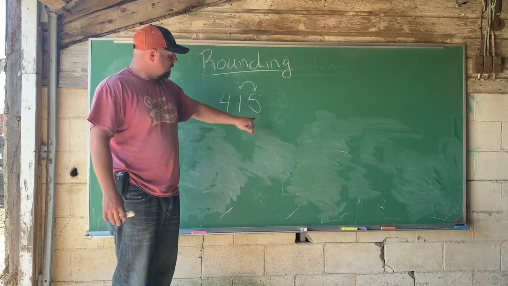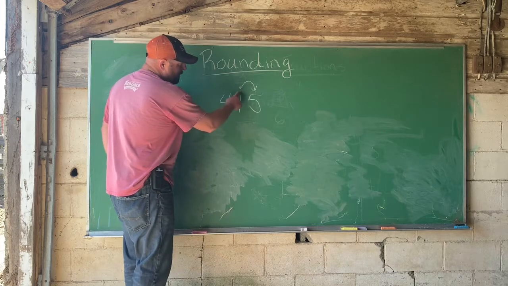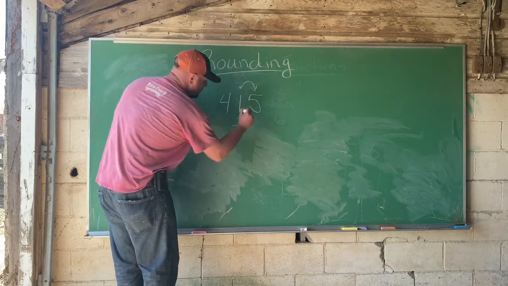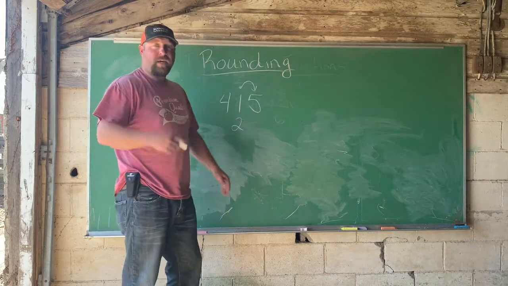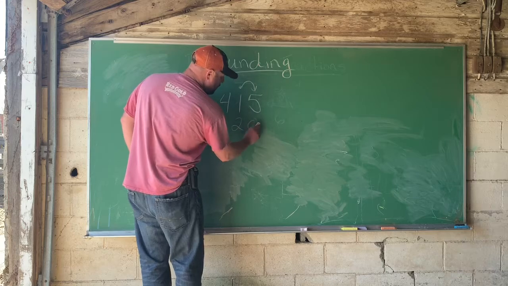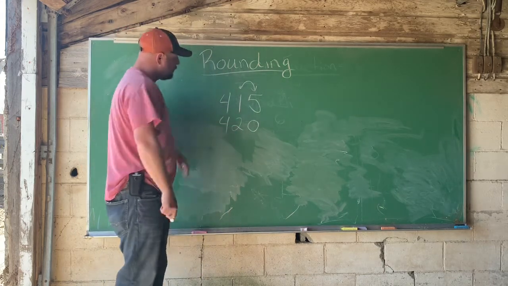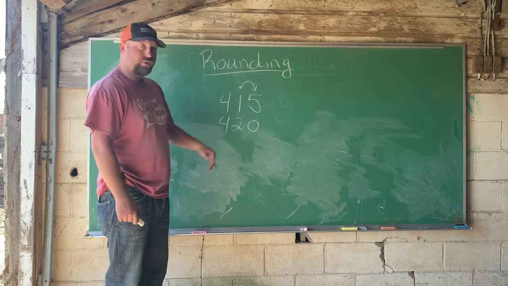Now 5 is a strong number. So that means that it's going to make this number with the dot over it go up 1. So right underneath it, I'm going to write a 2 because it goes up 1. Then remember, everything to the right becomes 0, and everything to the left stays the same. So 415 rounded to the nearest 10 would be 420.